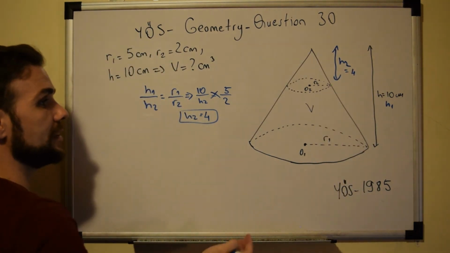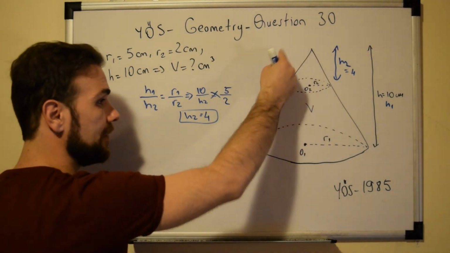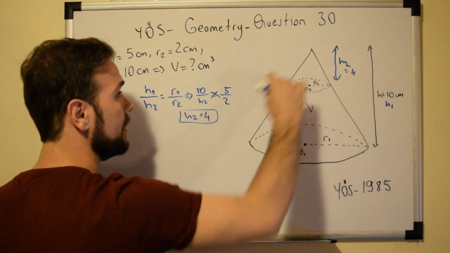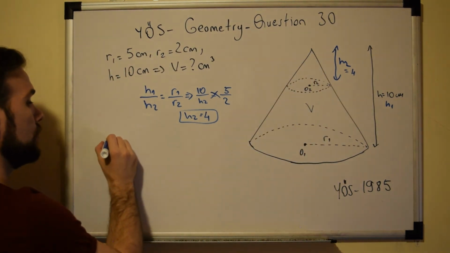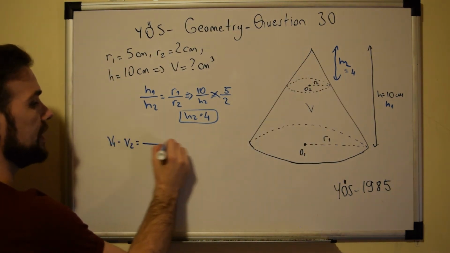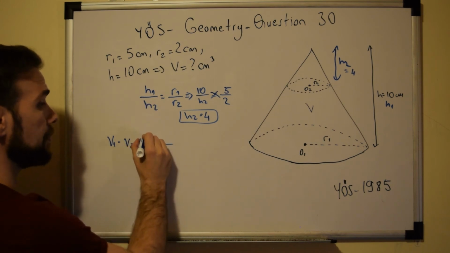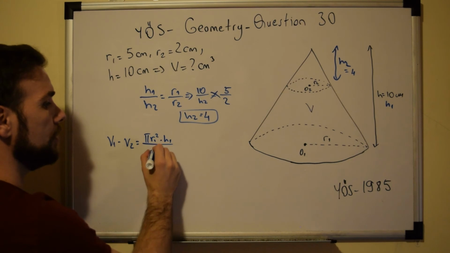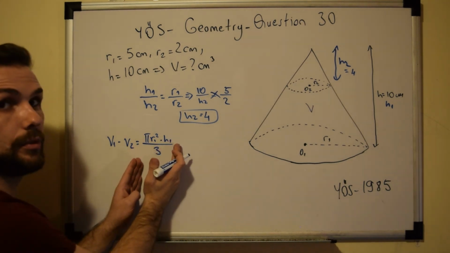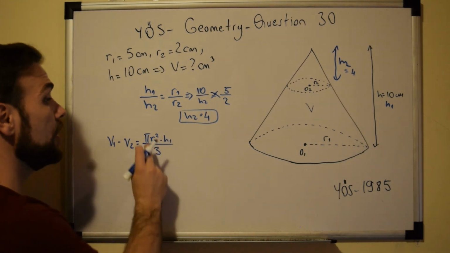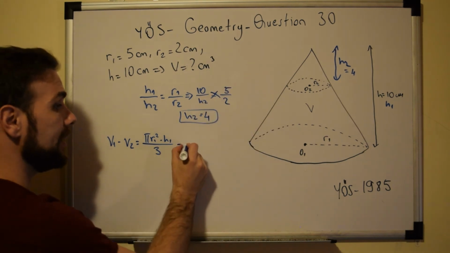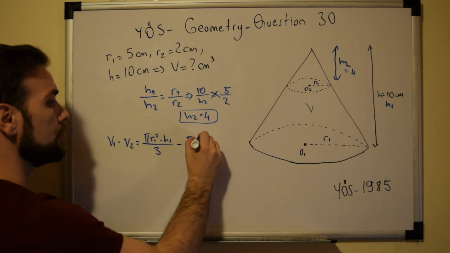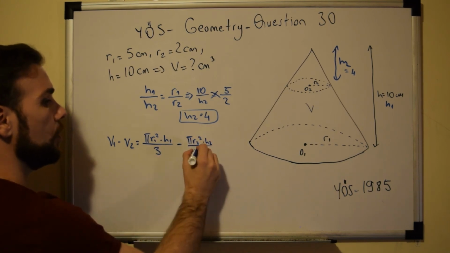Now what do we do? As I said, we subtract. We have the volume of the big cone minus the volume of the small cone, leaving only this part of the cone. So what is the formula for the cone? It is equal to P r1 squared times height 1 over 3. This is the formula to find the volume of the cone. So this is for the big cone, minus the volume of the small cone, so we have P r2 squared times height 2 over 3.